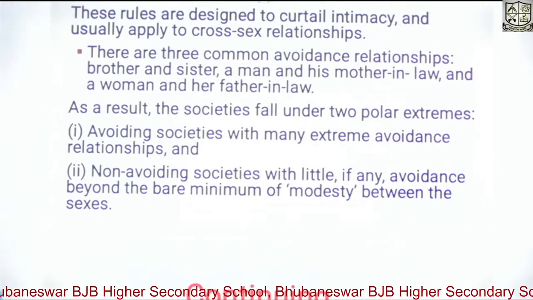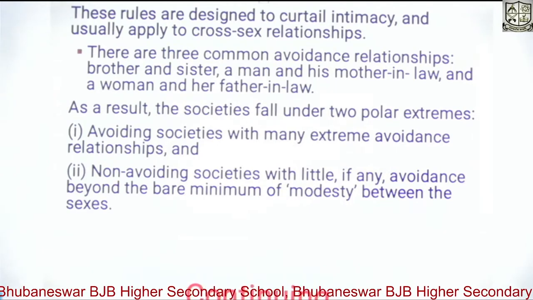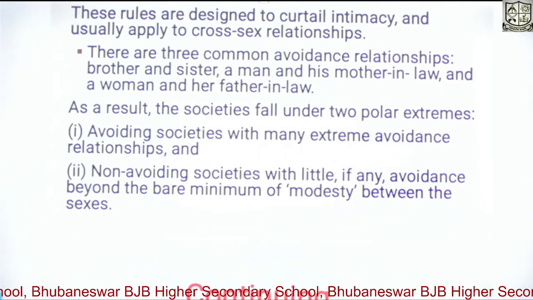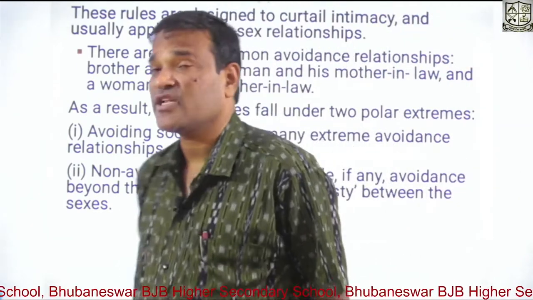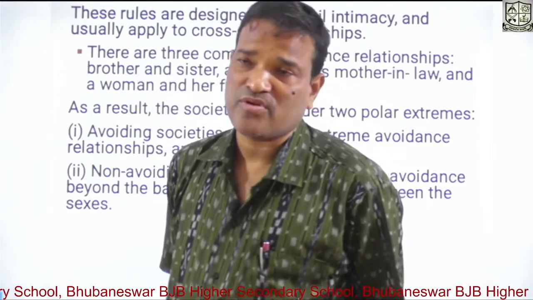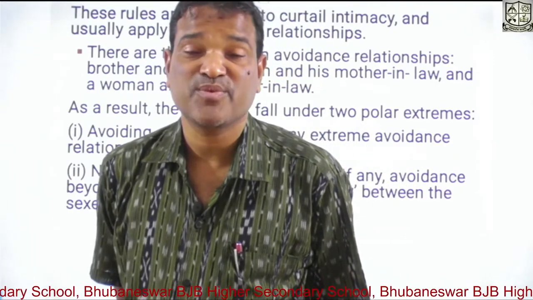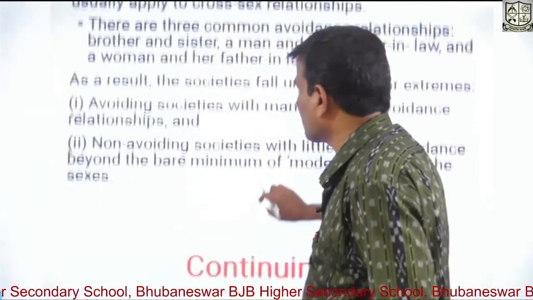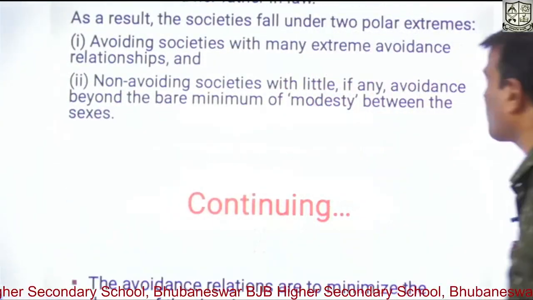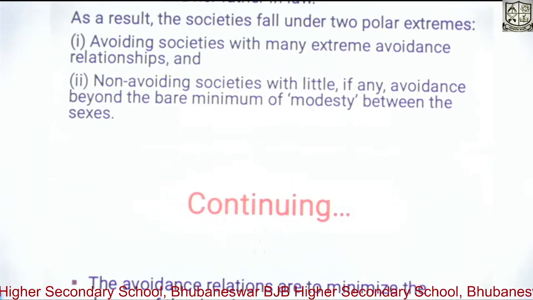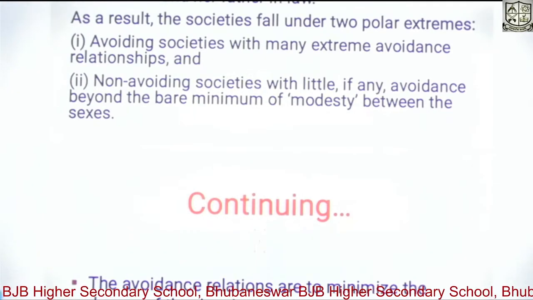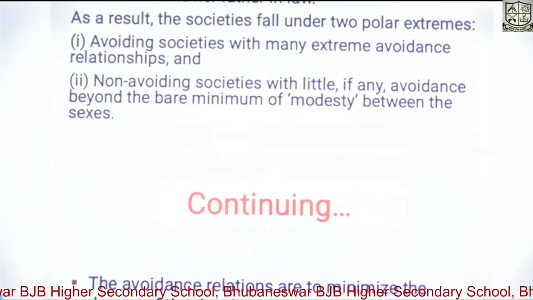There are three common avoidance relationships: the brother and sister, a man and his mother-in-law, and a woman and her father-in-law. These are good examples observed in different societies of avoidance relationships to avoid sexual intimacy between kin. As a result, societies fall under two polar extremes: avoiding societies with many extreme avoidance relationships, and non-avoiding societies with little, if any, avoidance beyond the bare minimum of modesty between the sexes.